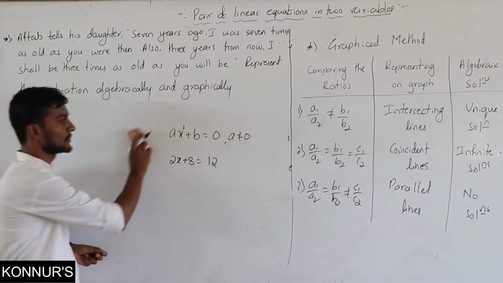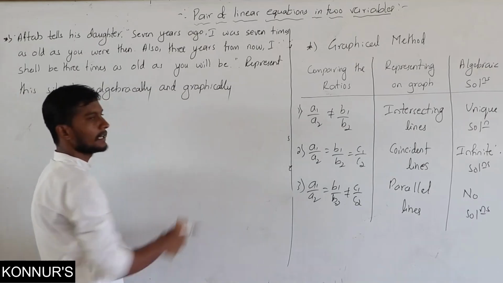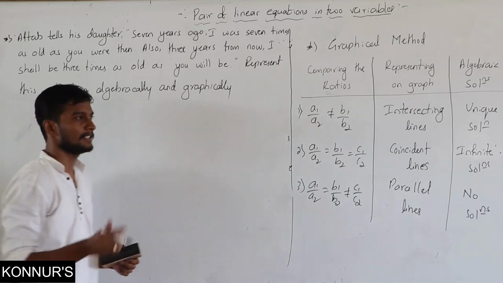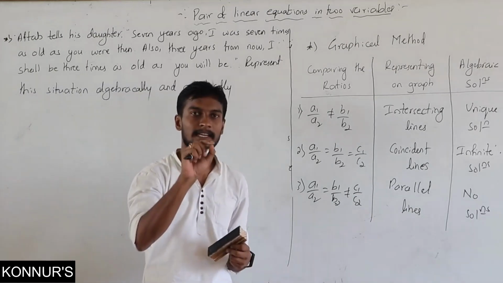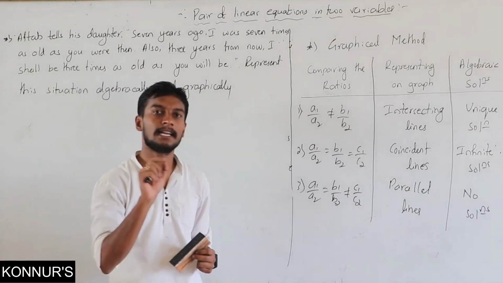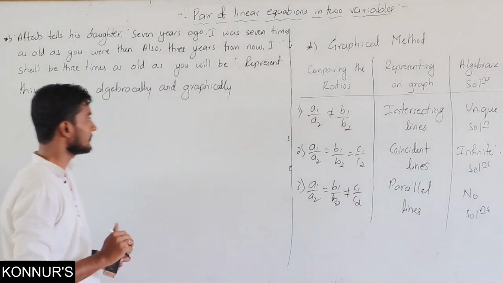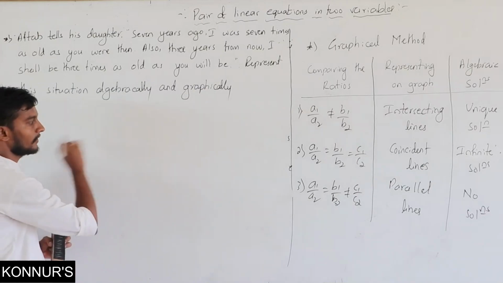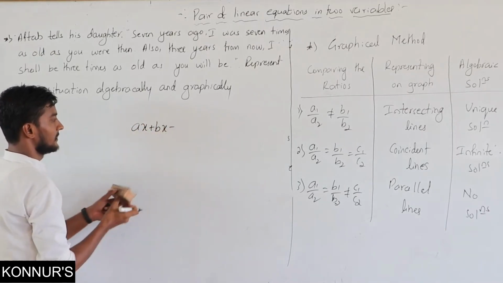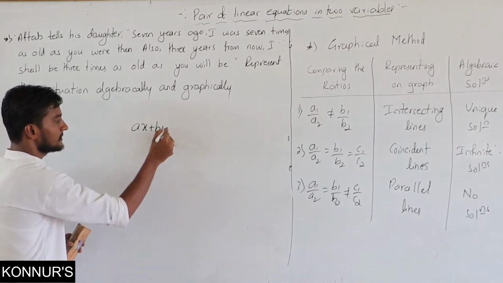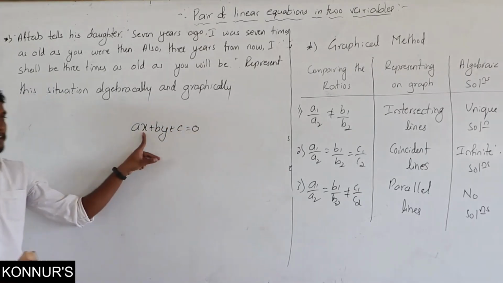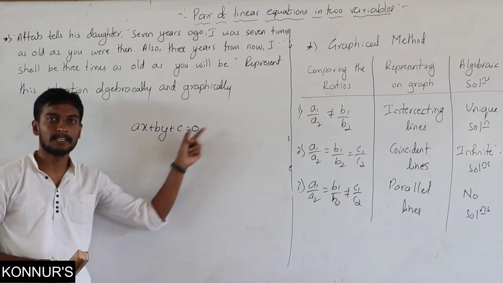Next we should know what is a linear equation in two variables. A linear equation in two variables means we have two variables in the linear equation. Already we know that a linear equation is an equation having degree 1. So the general form for a linear equation in two variables is ax plus by plus c is equal to 0. It is the general form for linear equations in two variables.